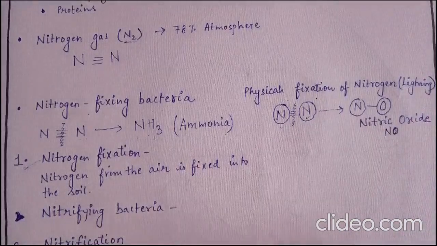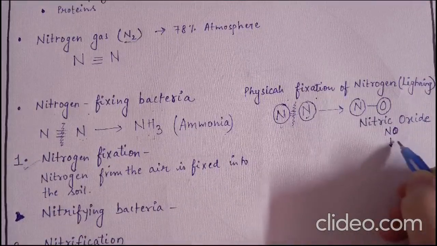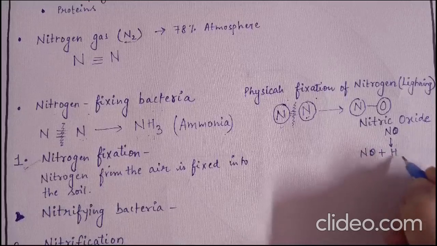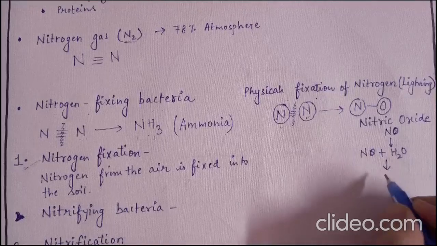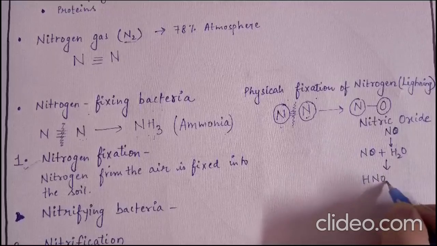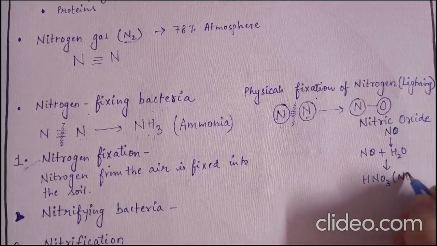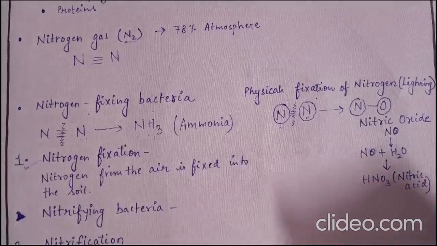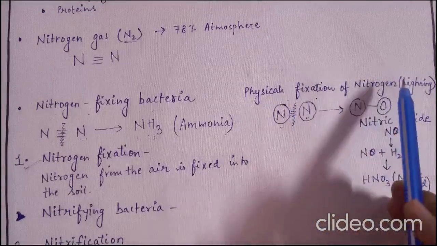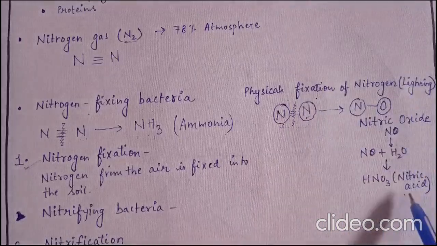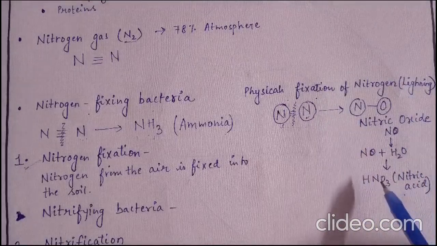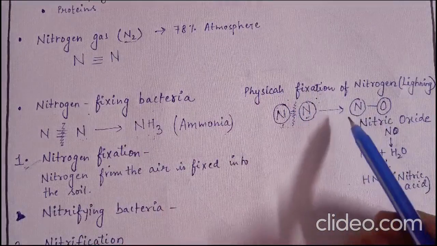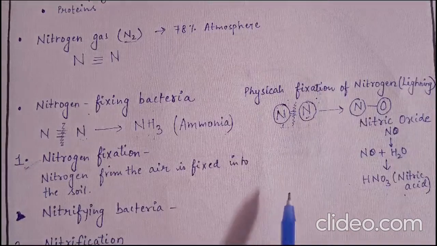All right, NO. Now this NO further combines with the rainwater, that is H2O, to form nitric acid, which is known as HNO3. So this is known as nitric acid. All right, so this nitric acid will fall on the earth or on the soil. That's how the atmospheric nitrogen has been brought to the soil in the form of HNO3. So this is also nitrogen fixation, right? But this is physical fixation because no living being is involved over here. Nitrogen is fixed only because of the lightning. Clear? So this is called physical fixation of nitrogen.